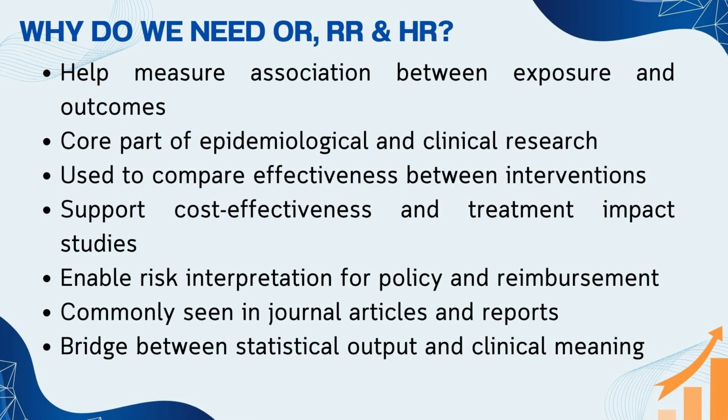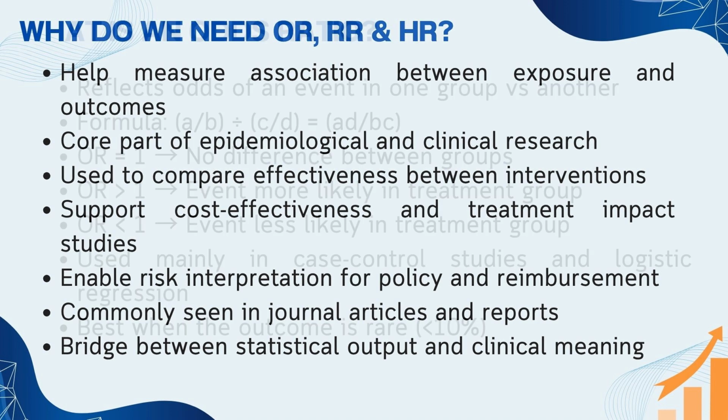In healthcare research, we often want to know how much an exposure or treatment changes the risk of an outcome. For example, how much does a new drug reduce hospitalization, or how much does smoking increase the risk of lung cancer? That is where OR, RR, and HR come in. They help us quantify and compare risk between groups, and they are central to clinical trials, epidemiological studies, and HEOR evaluations. Simply put, these ratios turn data into meaningful decision-making evidence.